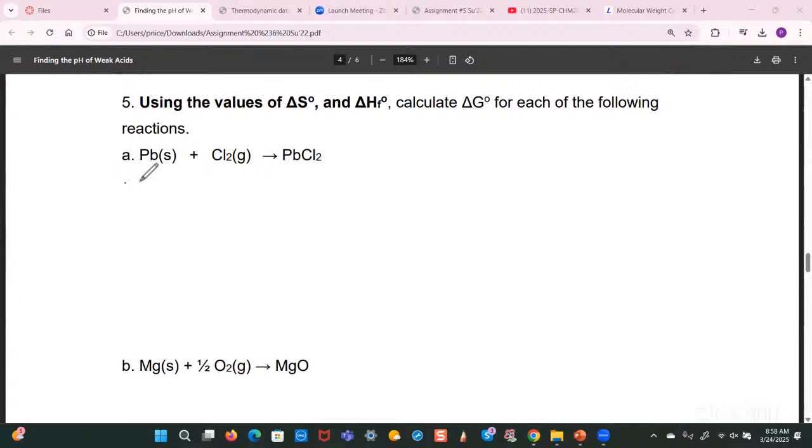Delta S standard will be equal to S standard of the lead 2 chloride, minus the sum of the entropy standard of lead solid plus the entropy standard of chlorine gas. So now we have to consult the tables.